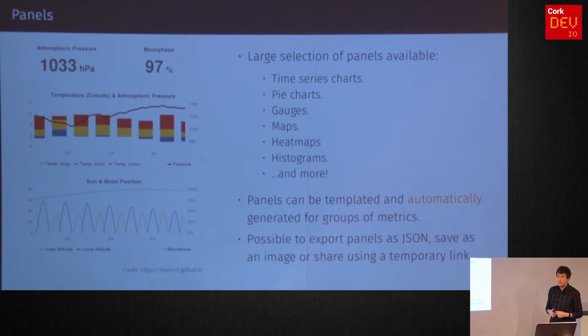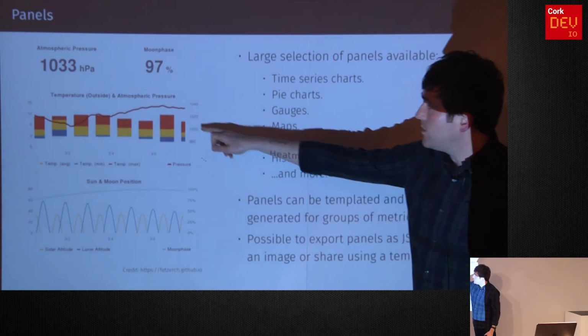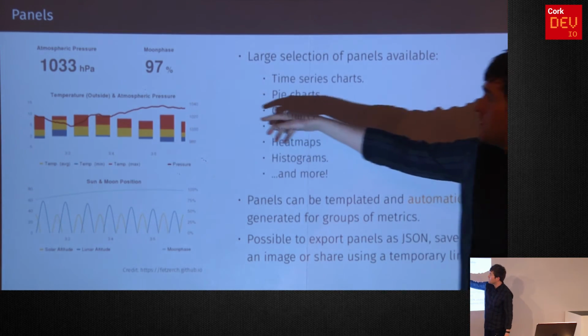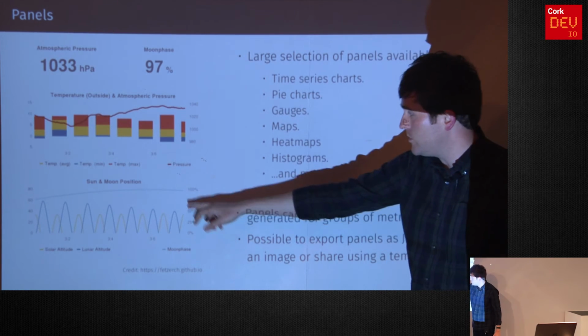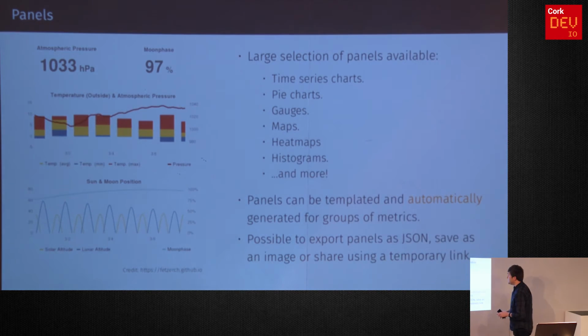With panels as well, there's a huge selection. You can get time series, you can get pie charts. You can get something more fancy here, like a box plot with a time series graph overlaid on it. You can just get numeric metric indicators. You can do some fancy stuff with graphing down there as well. And again, much like dashboards, panels can be templated and automatically generated for groups of metrics at a time. So you can build one panel, scale it out, and suddenly all your metrics are represented in a very consistent manner across your organization.